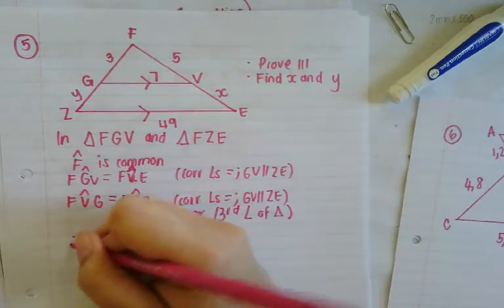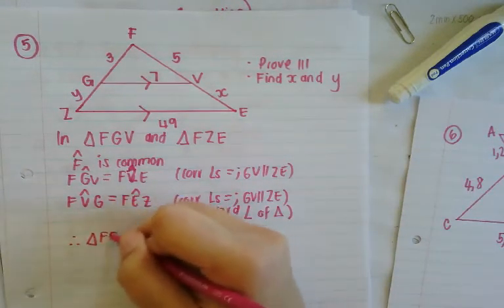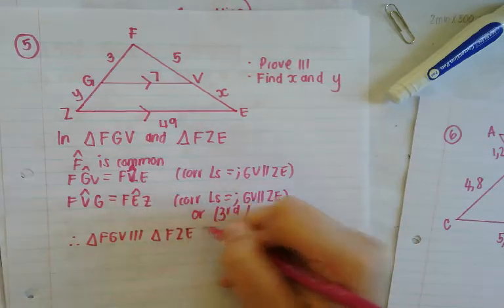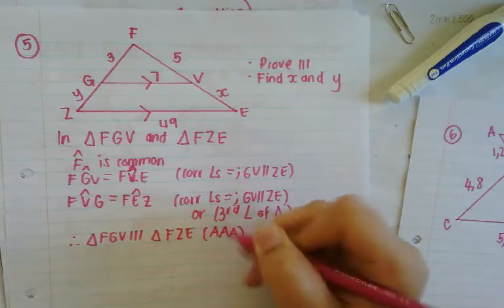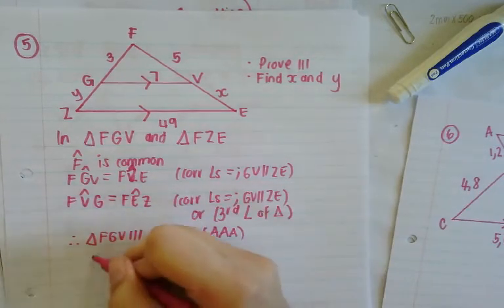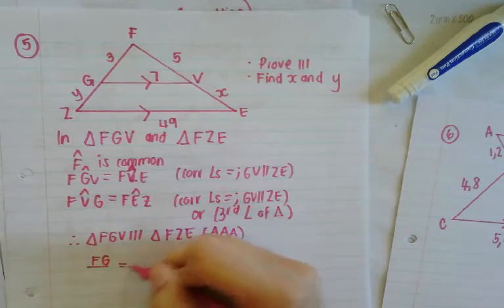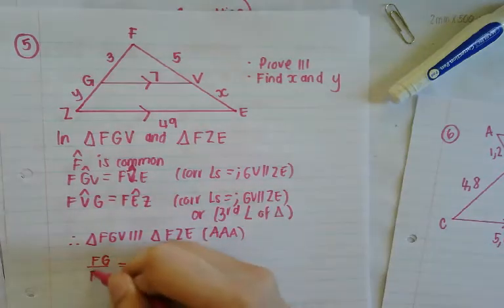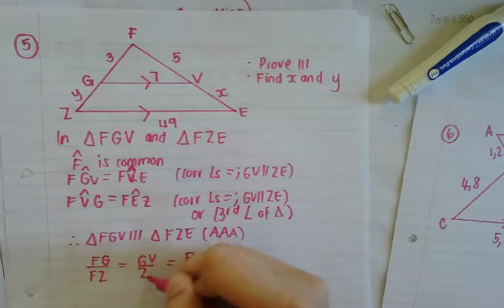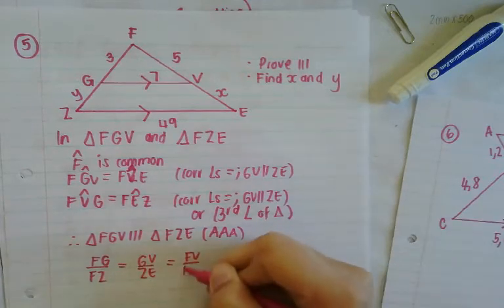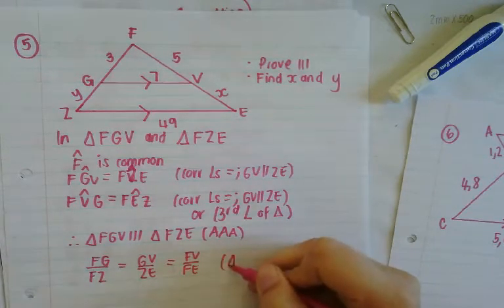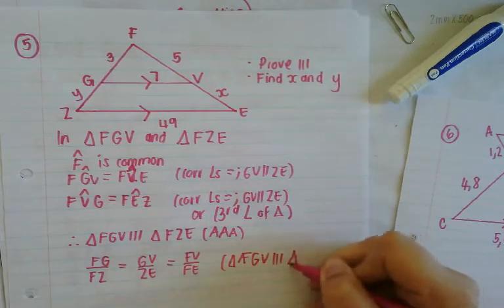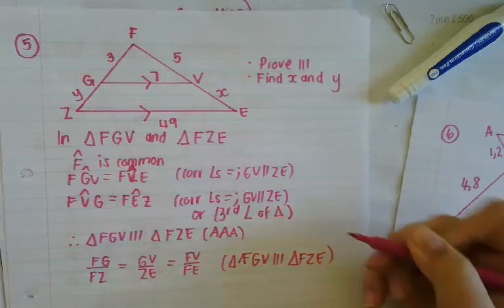Lastly, we can now state that they are similar, because of angle, angle, angle. For my next question, I'm going to use my ratios, and I'm using it because I know that they are similar. Triangle FGV is similar to triangle FZE. Substituting in what I know.